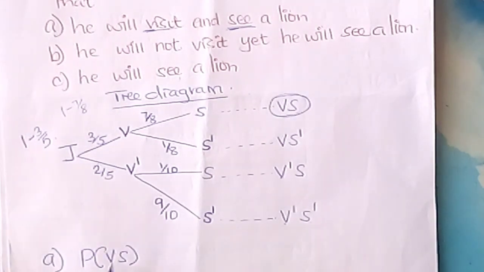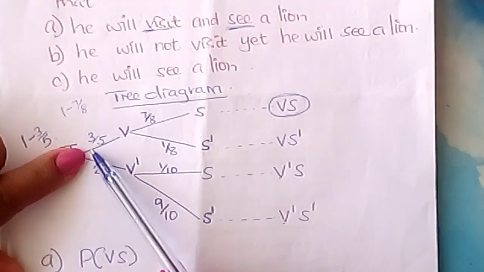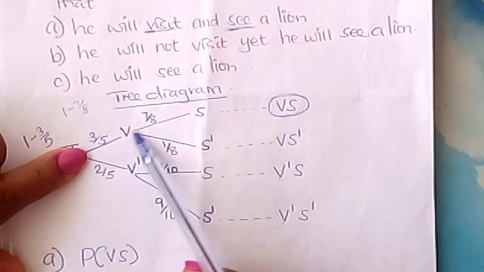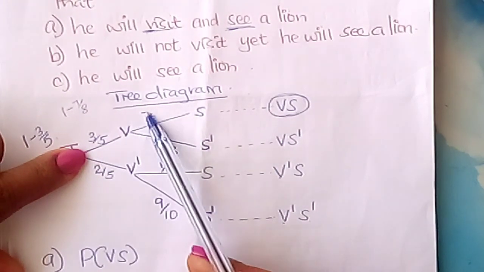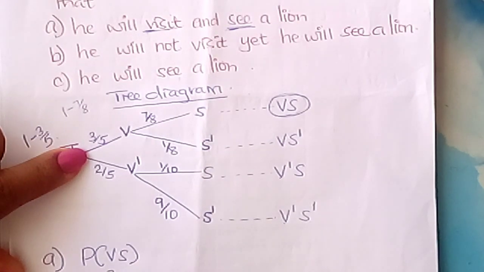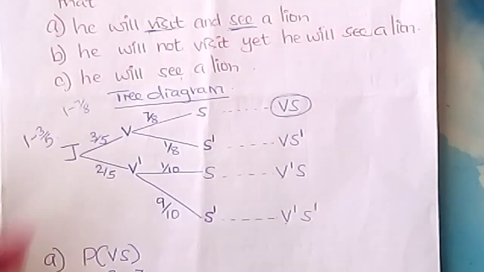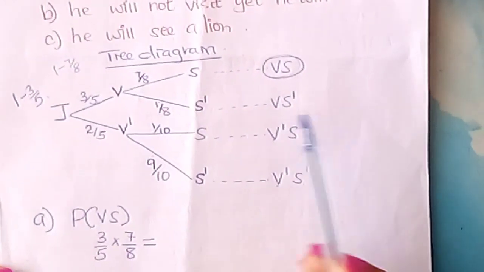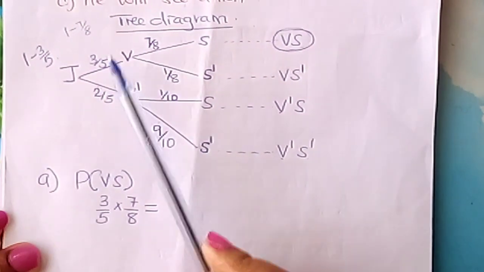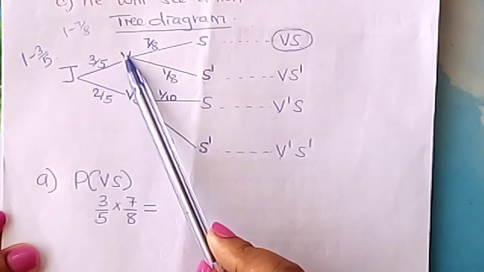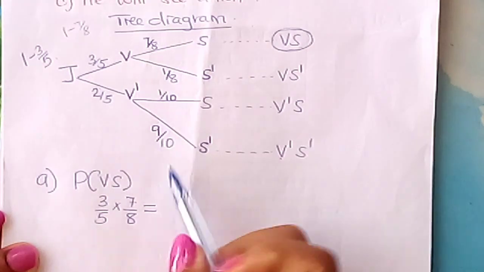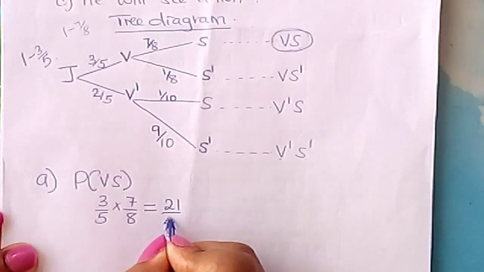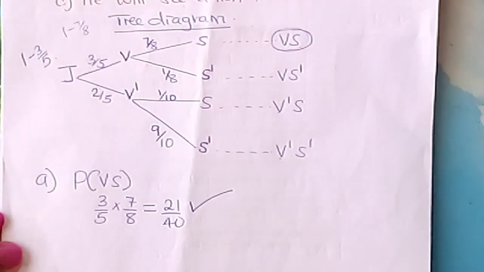So how do you get this, learner? You come here and follow the root. VS, this root here. So this is 3 over 5 times 7 over 8. Look at that. You just follow the root. So you multiply, and you get 21 out of 40. And that is the probability.